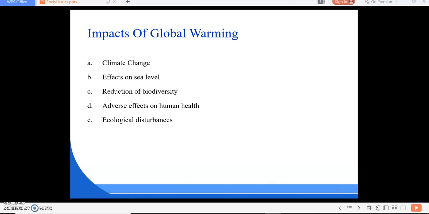Next is the effect on sea level. Rising temperature will cause glaciers to melt and the polar ice caps to shrink. As a result, sea level may rise by 0.2 to 1.5 meters over the next 50 to 100 years. It is estimated that sea level has already risen by 10 to 25 centimeters. If it continues, many low-lying areas may be submerged in the near future, and it is possible to destroy 20% to 80% of the coastal wetlands.